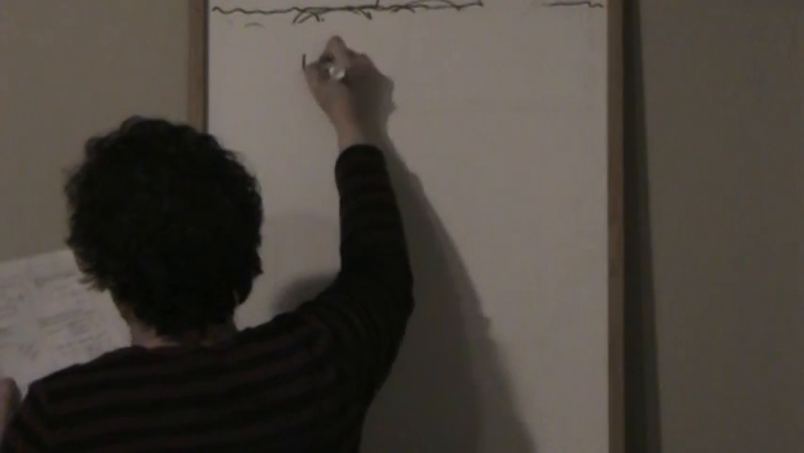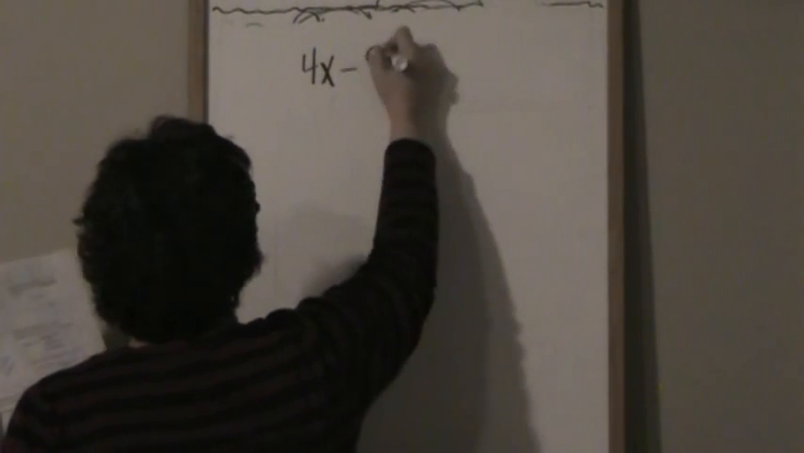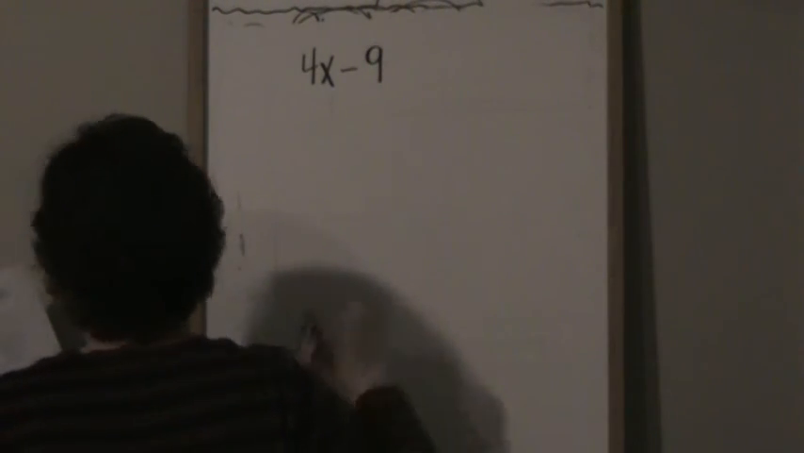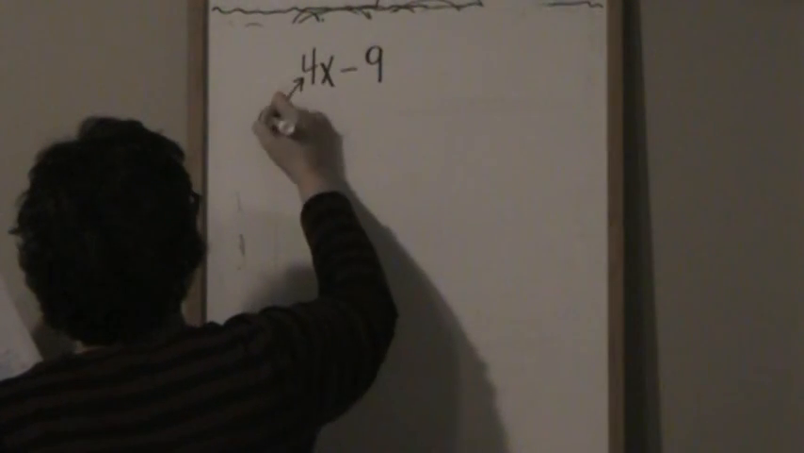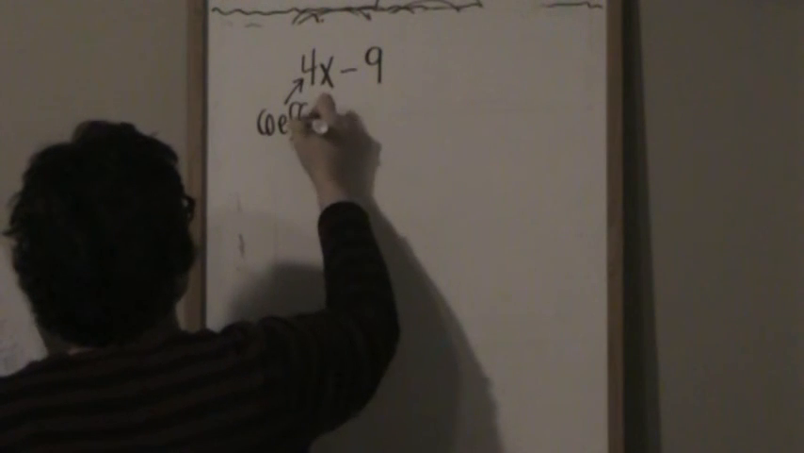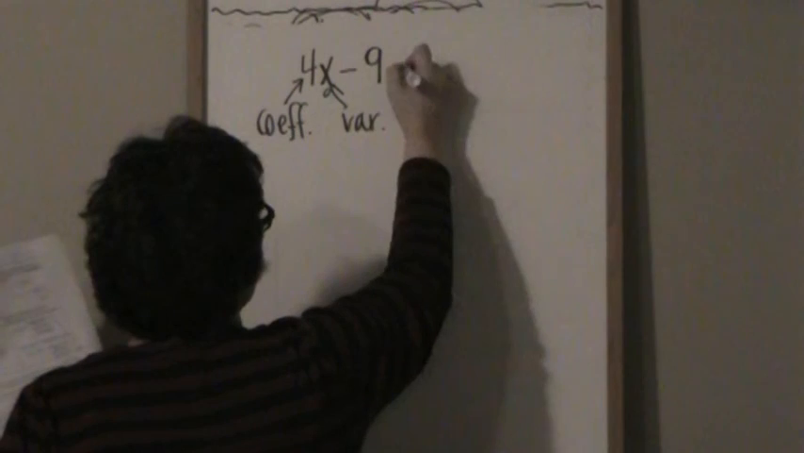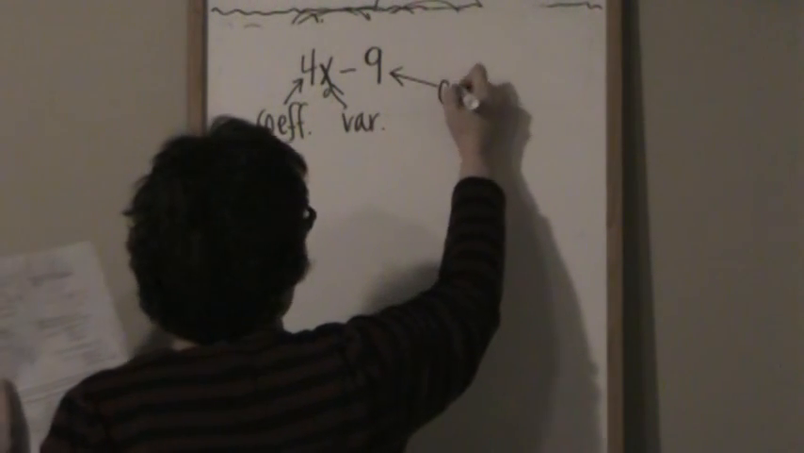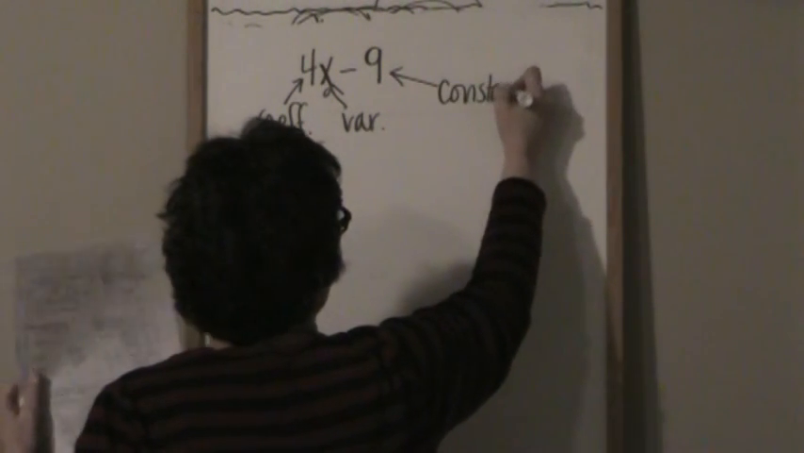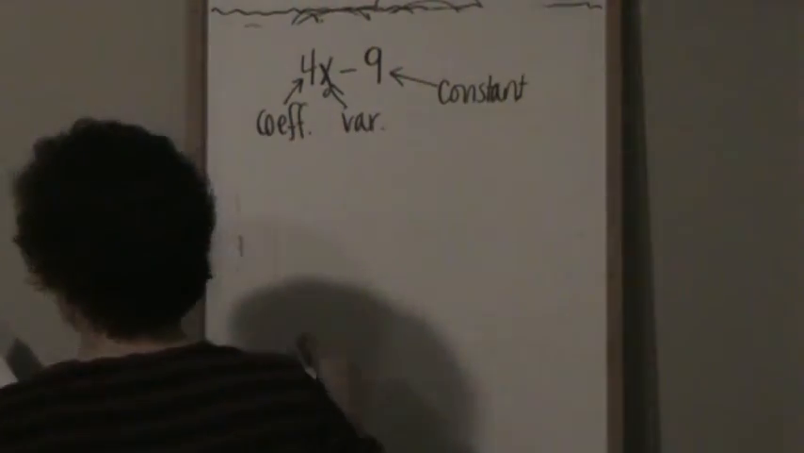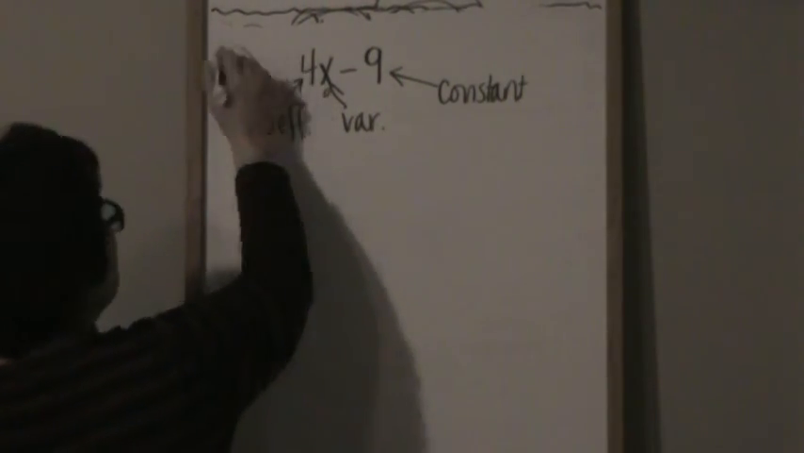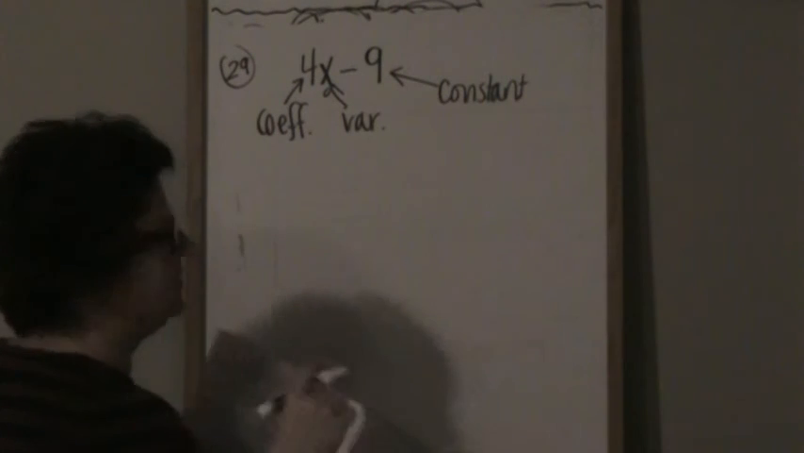That was 28. For 29, we're identifying some parts here. Okay? 4 is your coefficient. I'm going to abbreviate. X is your variable. And 9 is your constant. Okay? That was number 29. That one was already simplified, easy to do.